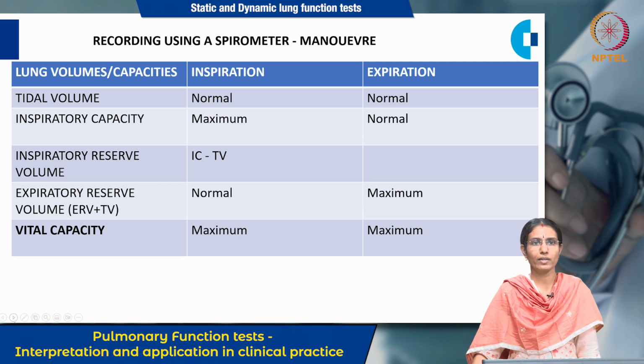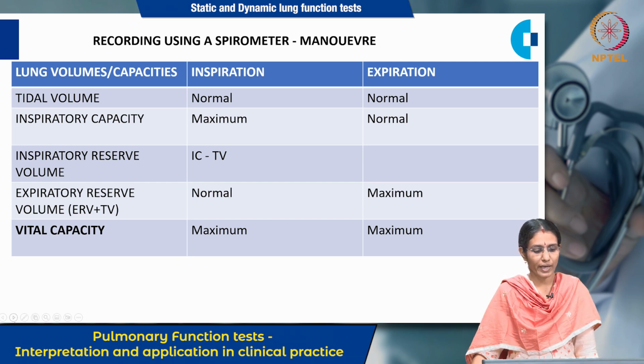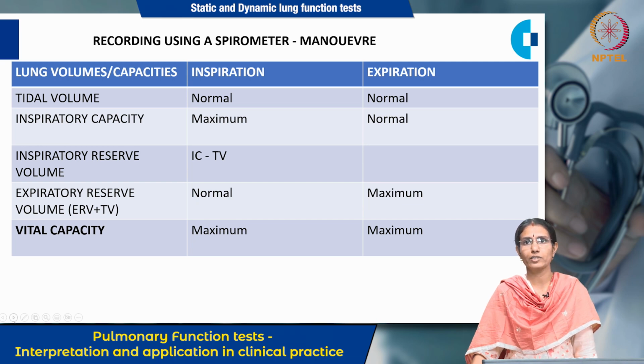What about expiratory reserve volume? How do we obtain expiratory reserve volume? Expiratory reserve volume plus tidal volume is the one which is obtained. So here the person is asked to breathe normally, that is do a normal inspiration and do a maximum expiration through the mouthpiece. What about vital capacity? Here the subject is asked to take a maximum inspiration and a maximum expiration.